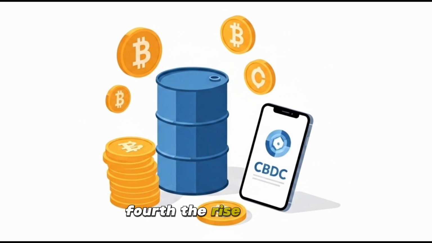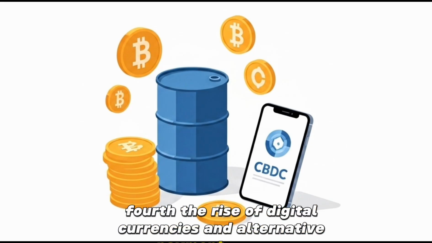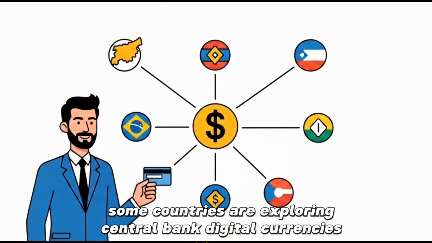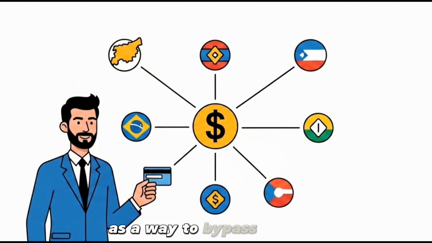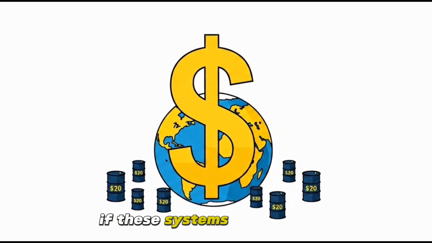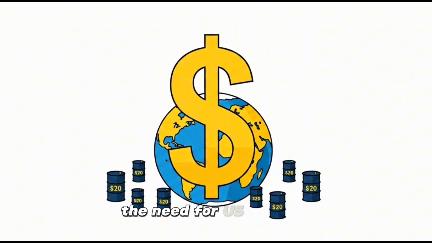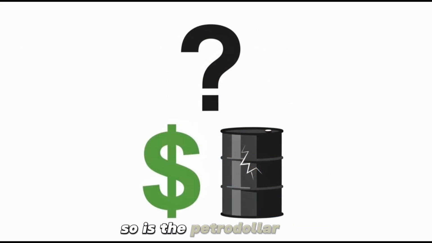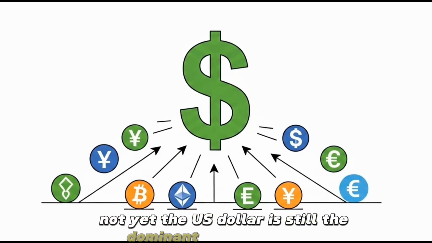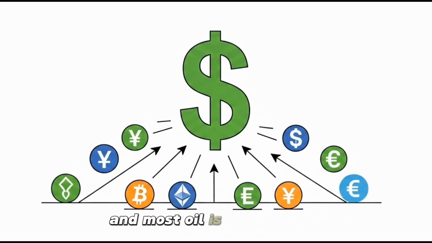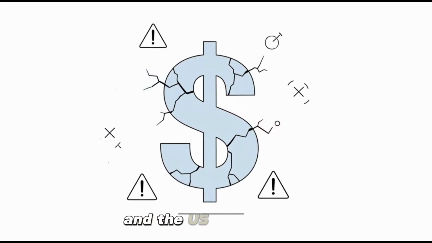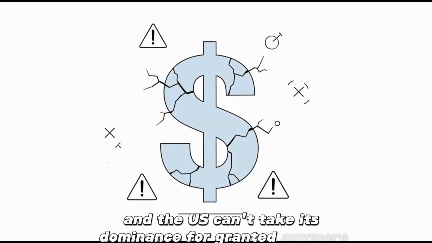Fourth, the rise of digital currencies and alternative payment systems. Some countries are exploring central bank digital currencies, or CBDCs, as a way to bypass the dollar. If these systems become widely adopted, the need for US dollars in international trade could decrease. So, is the petrodollar dying? Not yet. The US dollar is still the dominant global currency, and most oil is still traded in dollars, but the system is definitely being challenged, and the US can't take its dominance for granted anymore.